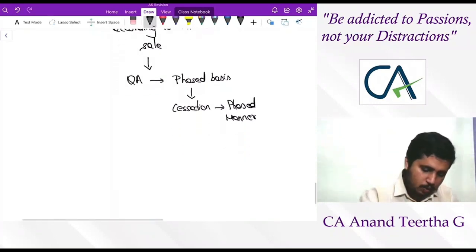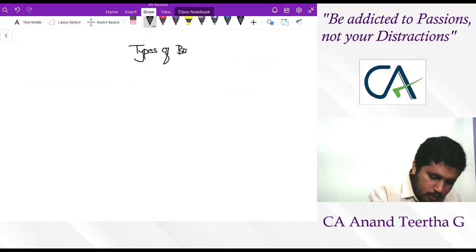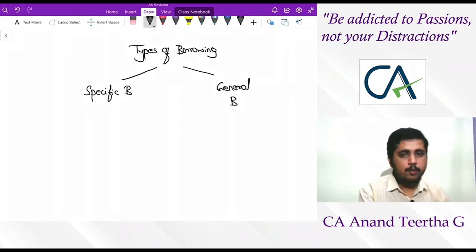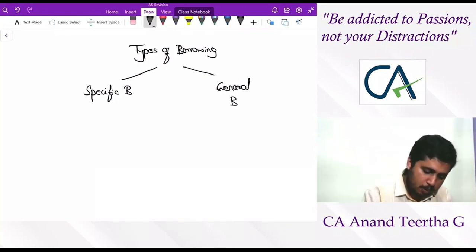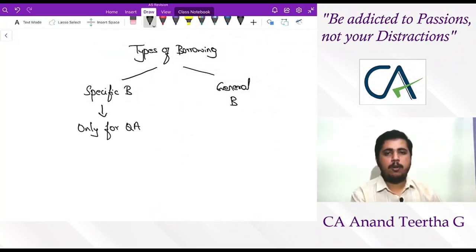Now after that, what are the types of borrowings we have? For capitalization purpose, amount wise, this is important. What are the types of borrowing we have? One, you call it as specific borrowings. Second, you call it as general borrowing. Now, what do you mean by specific borrowing? Borrowings are made only for qualifying asset. So whatever borrowings are made is only for that purpose. There is no change on that.